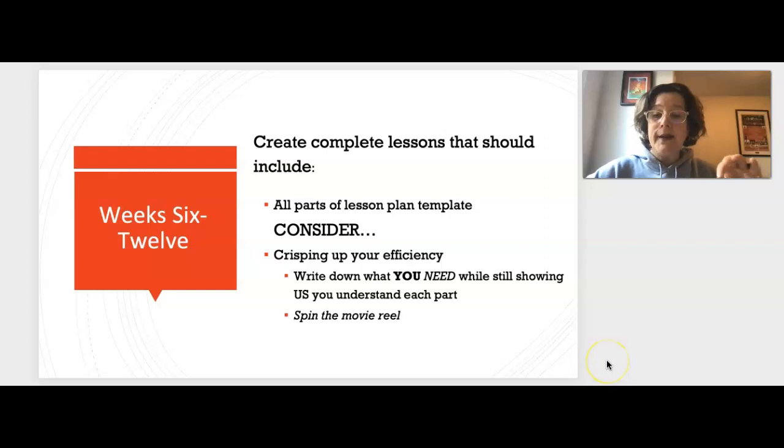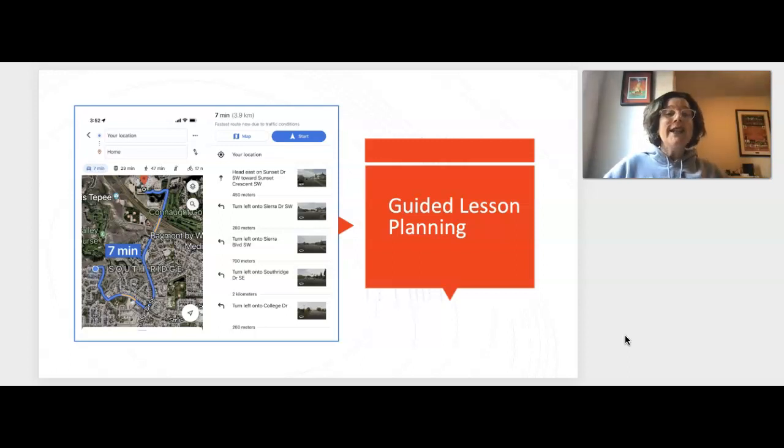Let's go back to the Google Maps analogy, and let's talk about what these lesson plans could potentially look like in weeks 6 through 12. We're calling this the guided lesson planning. Back to the Google Maps analogy, you can use the blue line visual and the written directions when you're not absolutely certain of the area and how you're going to get to your destination. However, if you are familiar with the area and have a good sense of where you're going, you need a little bit of detail, but maybe not as much detail as those areas where you have no clue where you're going.